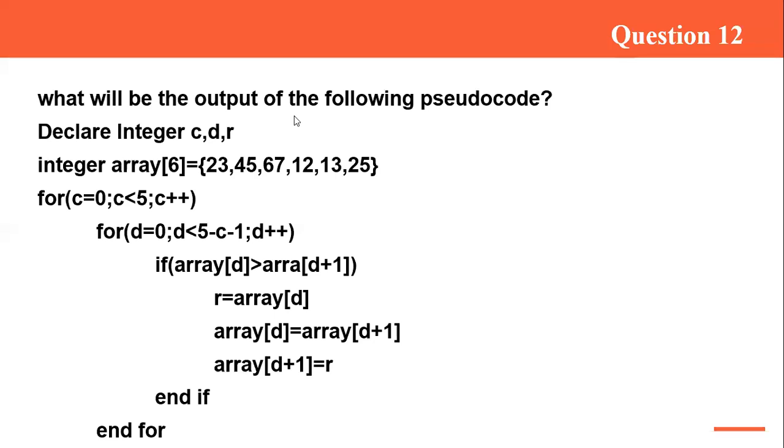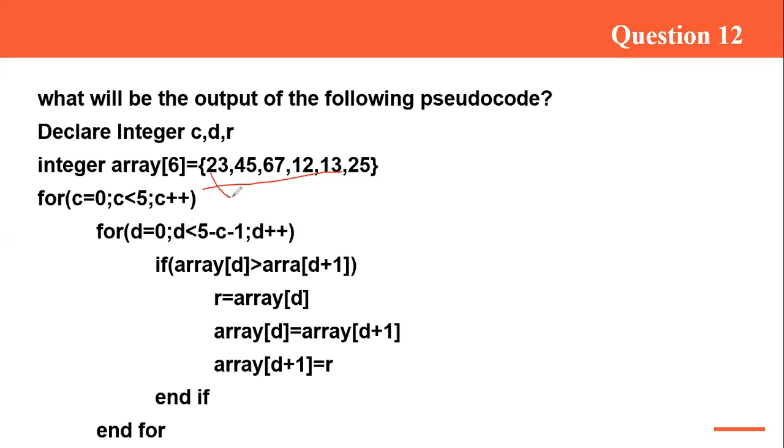So if anyone didn't understand, I'll just quickly tell you. Then you can easily predict the output: all the elements in ascending order. That's it, right? That will be the output. They have taken C equal to 0, D equal to 0, so they are considering 0, 0 indexes. The value at D's index is compared with D plus 1's.